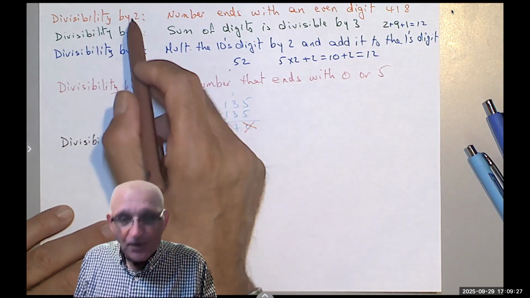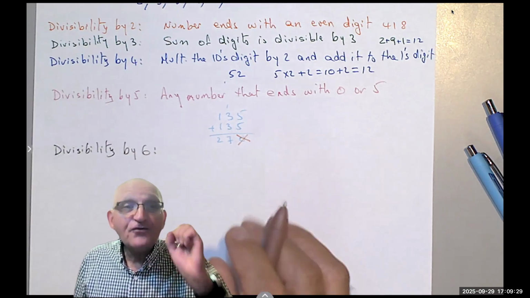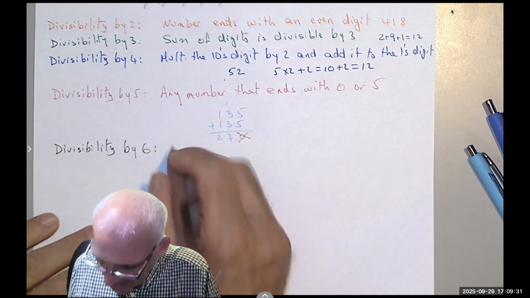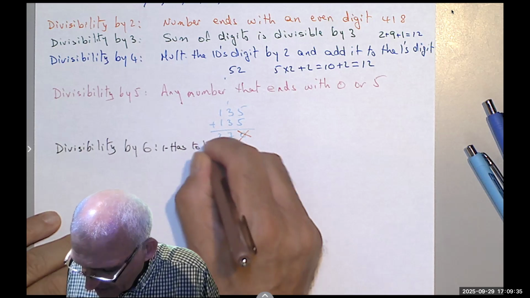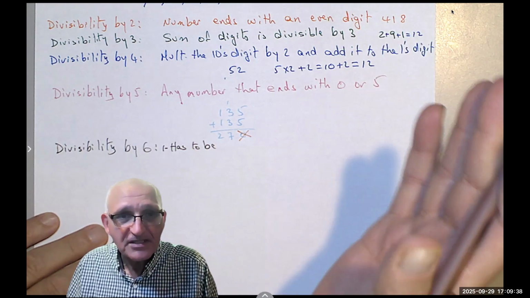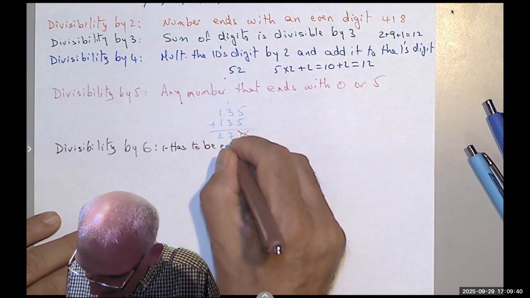Any number that is divisible by both 2 and 3. So the first thing I look at, number 1, has to be even. If it's odd, I stop. I don't waste my time. Has to be even. That's number 1.